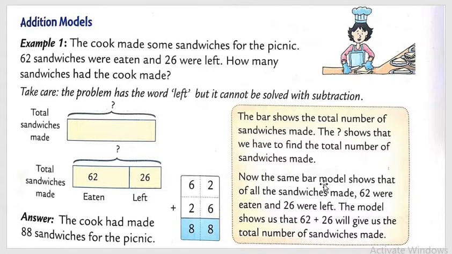Now the same bar model shows that of all the sandwiches made, 62 were eaten and 26 were left. The model shows us that 62 plus 26 will give us the total number of sandwiches made. This is the basic information for this sum. We have no need to write all this information; we only write this example in your book. Got my point, all students? Now we move on.